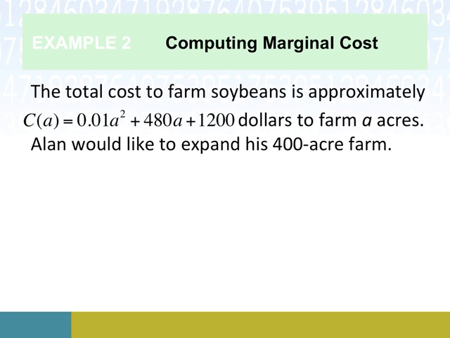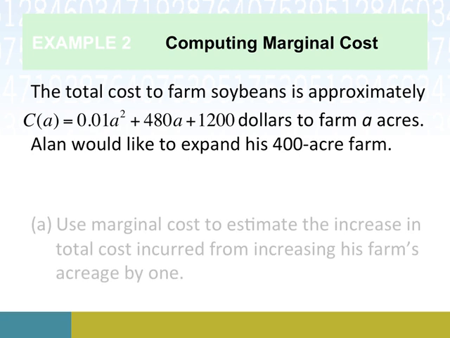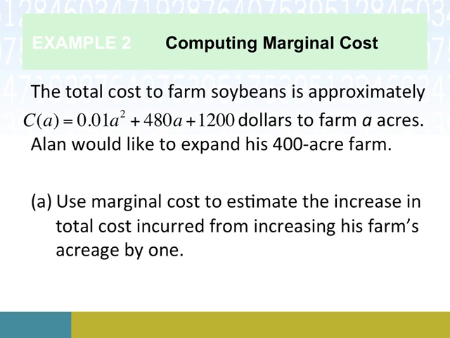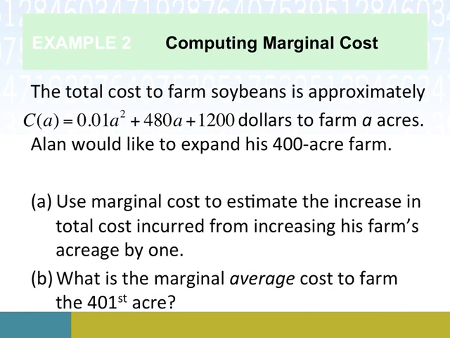And then let's try out an example with this. I don't think this one is way off base. Imagine the cost to farm A acres of a soybean farm is that function there: 0.01A squared plus 480A plus 1,200 bucks. Alan has a 400-acre farm and wants it to grow. So our job is to use marginal cost to estimate this increase. And then we'll try to say something about marginal average cost as well. We have to remind ourselves how to get average cost, but that's not too bad.